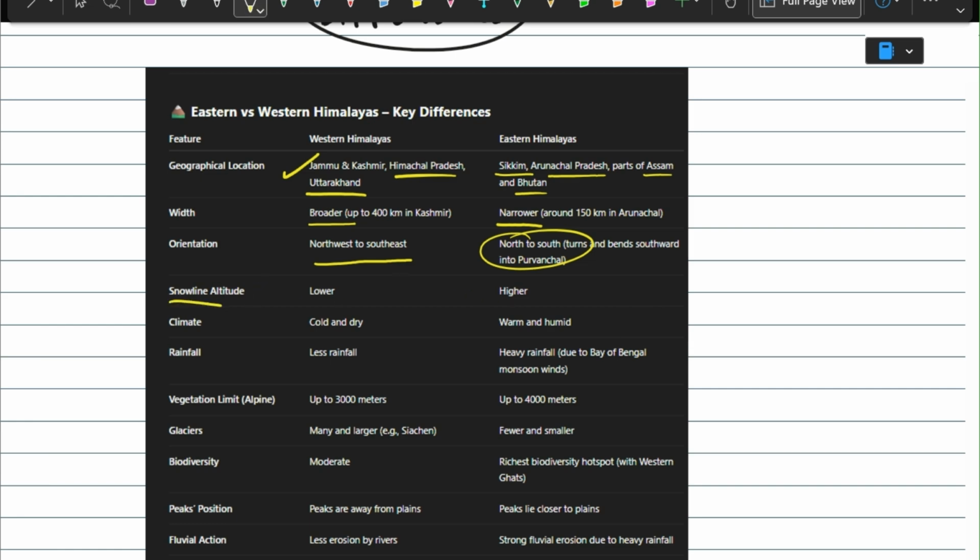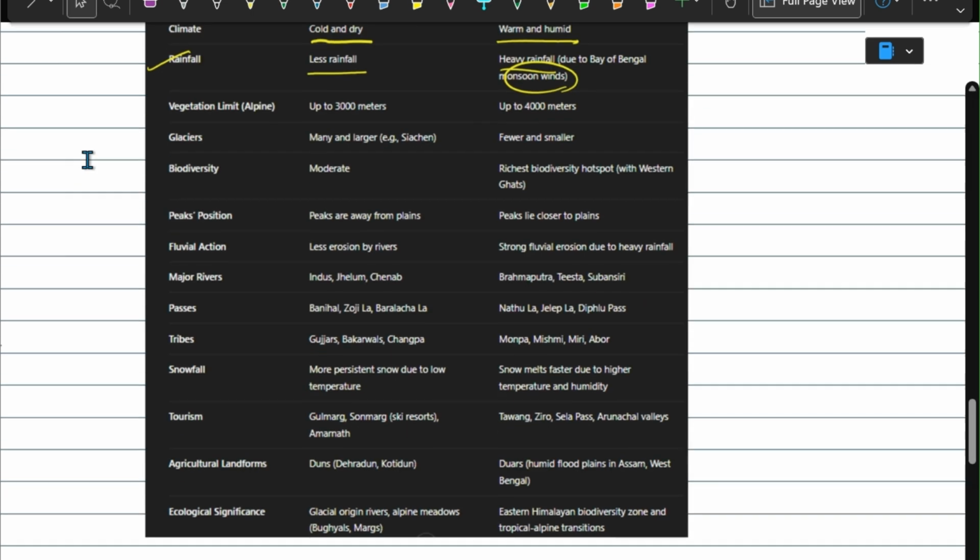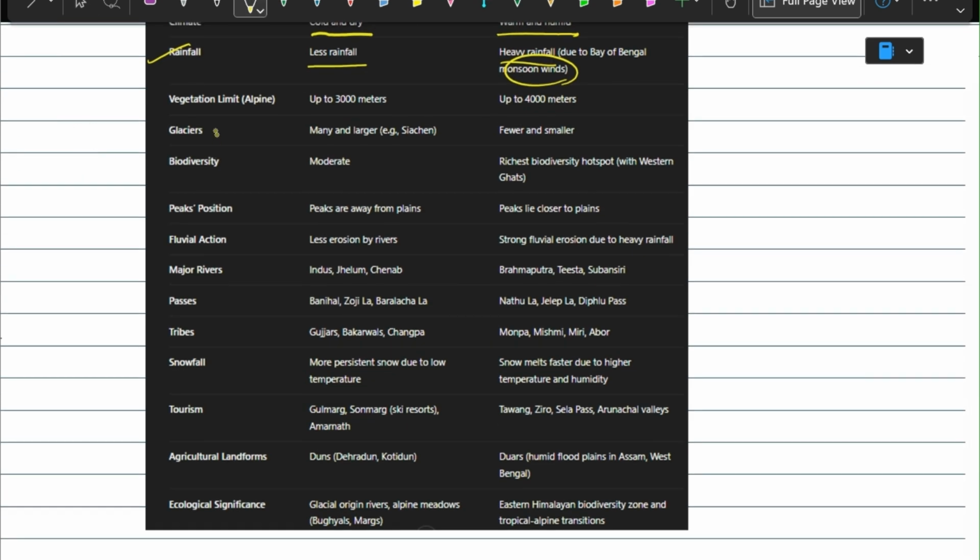Talking about the snow line and altitude, the snow line is lower in the Western Himalayas and higher in the Eastern Himalayas. The climate is cold and dry in the west, and the climate in the Eastern Himalayas is warm and humid. About the rainfall, there is less rainfall in the west, and in the Eastern Himalayas, there is heavy rainfall due to the monsoonal winds. You can have a brief look at all these key differences.